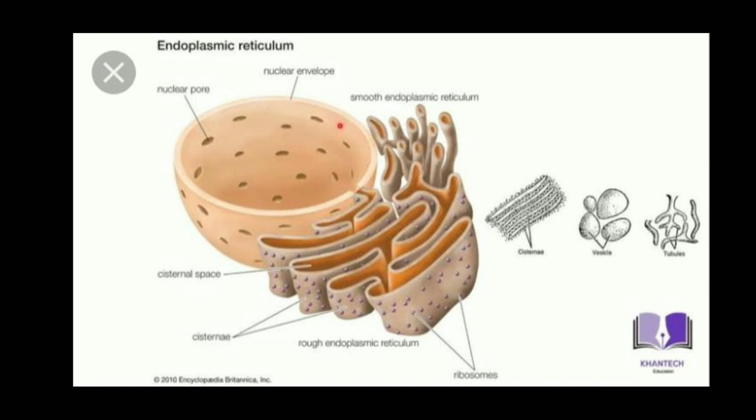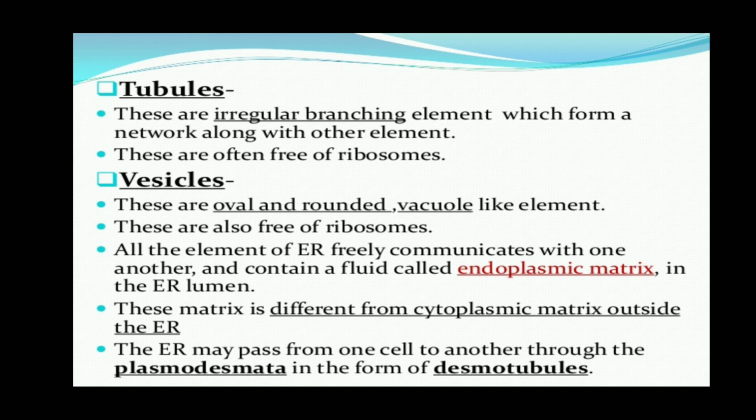These tubules are the irregular branching elements which form the network along with other elements. They are often free of ribosomes, right? Means ribosomes are not attached to the tubules. Then vesicles. These vesicles are oval and round shaped bodies looking like vacuoles of the cell. So these are also free of ribosomes.